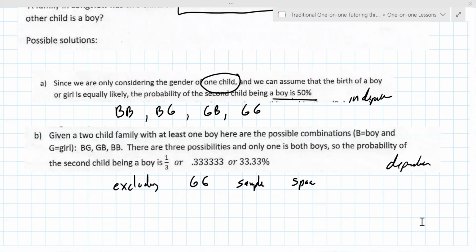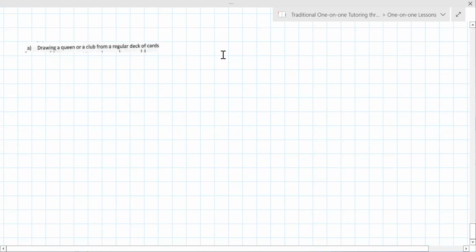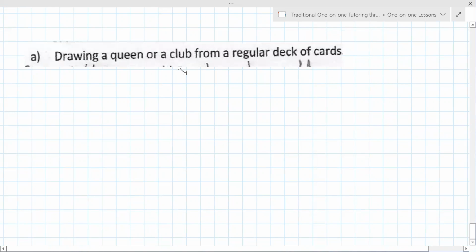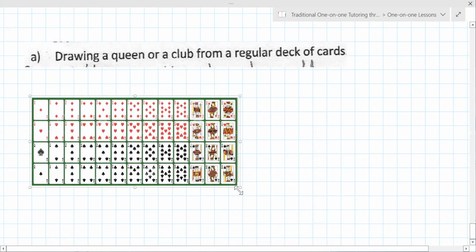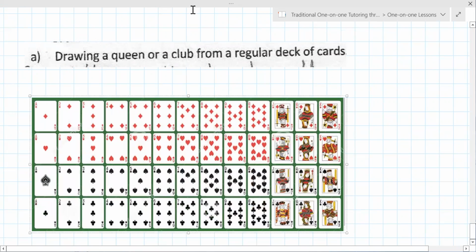Let me snip that one in. I'll probably grab that picture again because I think it's really helpful to see the deck of cards here. So it's a queen or a club. What I was trying to allude to earlier is that when there's overlap, you do not double count. You only count it one time.